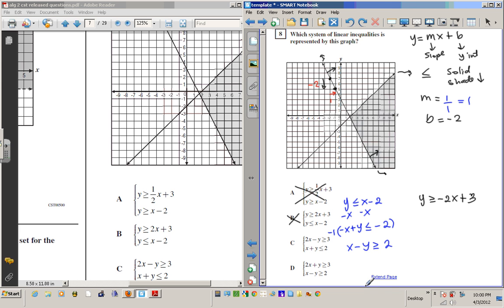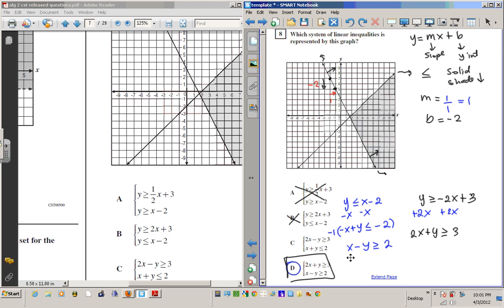Oh wait, we have a match. Yay, this is the answer right here. But let's just do this for kicks, to make sure. For this one, I just add 2x to both sides. That gives me 2x plus y is greater than or equal to 3. And that's exactly what this is. So our answer is D. All right, now that's that.